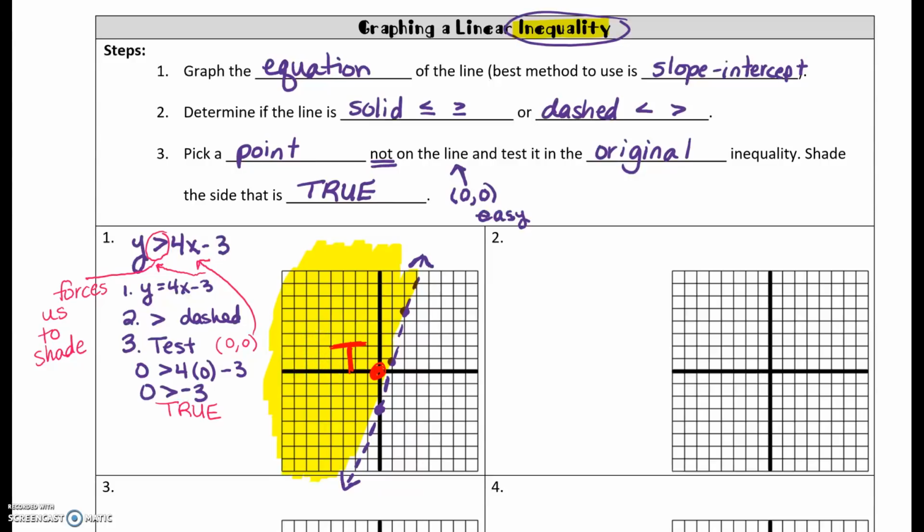Now earlier we talked about solutions to the inequality. I need you to realize that every dot you see, everything in this shaded region, not on the line, those are solutions to the inequality. So for number 2, I would like for you to pause the video and do number 2 by yourself. The problem is y is less than or equal to negative x plus 3. Pause the video and do the exact same thing I just modeled in number 1.